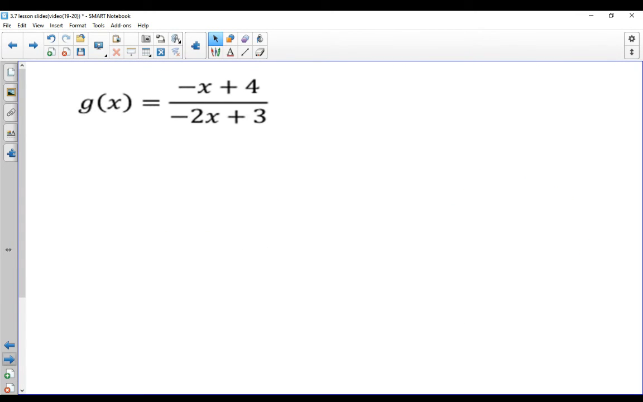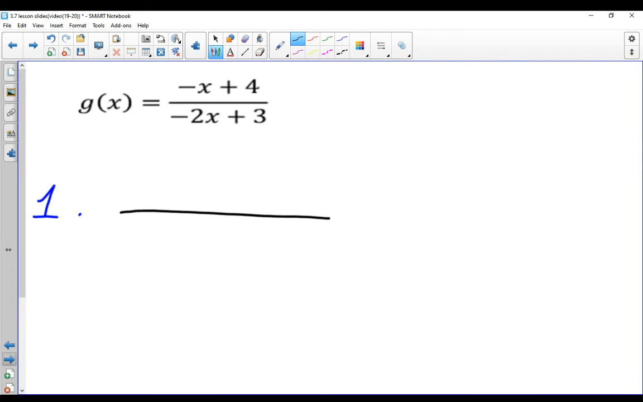So again, you have a fraction where you have an x on top and x on bottom, and you need to find the inverse. You can do the long way if you want, where you take the y, make them switch places, get the y alone, and so on. But if you do the short way, this is what you're going to do. First step, you're going to have negative x plus 4 all over negative 2x plus 3.